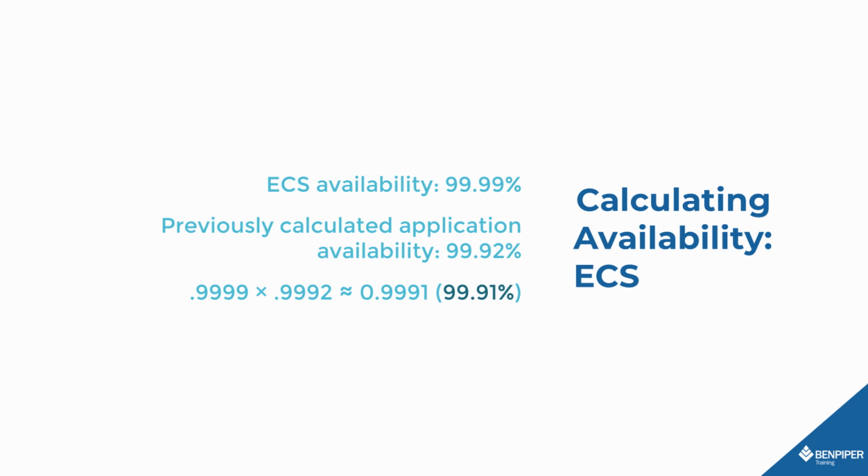Recall earlier that we calculated an application availability of 99.92%. If we were to use ECS and its availability is 99.99%, how would that change our total application availability? ECS would become a hard dependency, so we'd multiply the two numbers together and get 99.91%. Now you might be thinking, wait a minute, what's the point of using ECS if it decreases our availability? Well, remember that our availability calculations are based on the AWS Service Level Agreements, the SLAs, but actual availability can be impacted by things outside of Amazon's control.